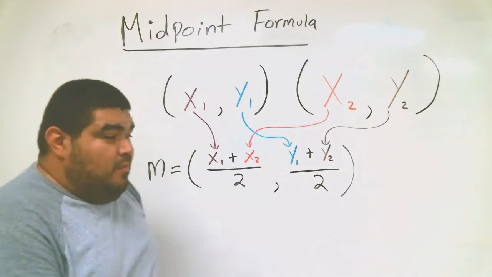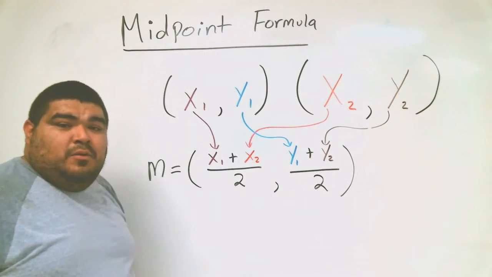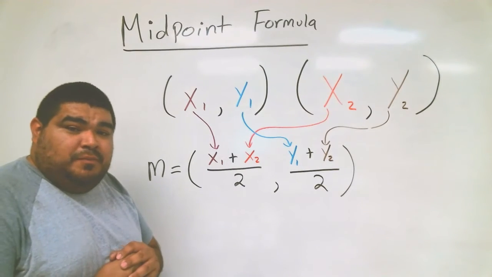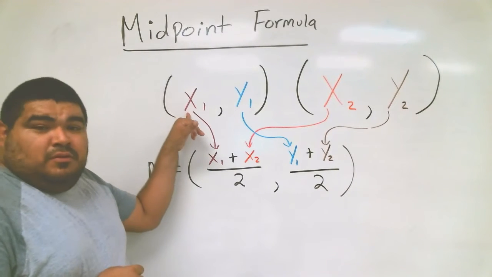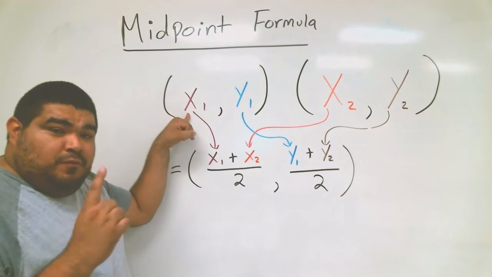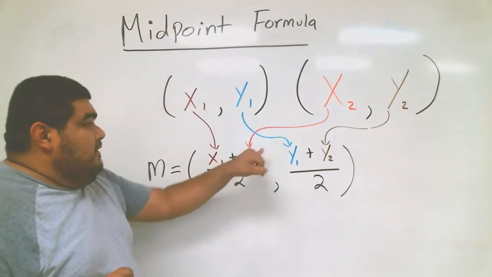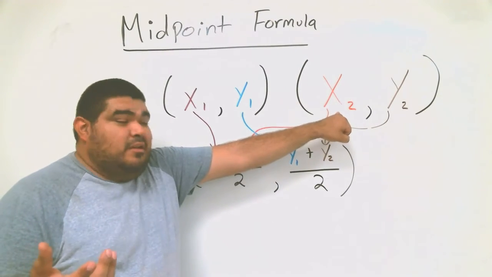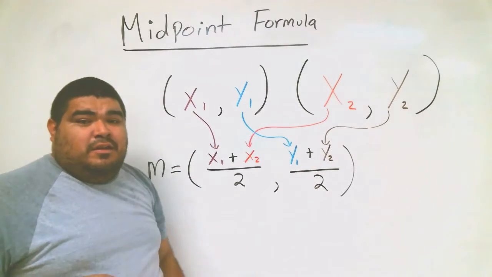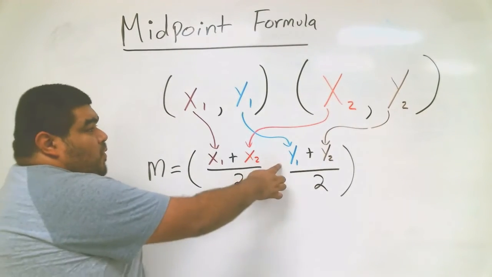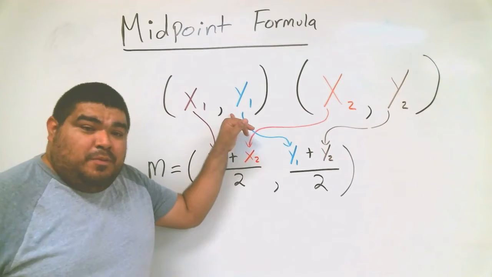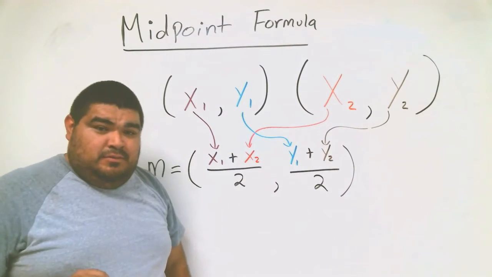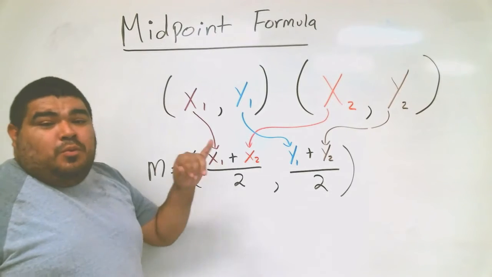Now, remember the formula for midpoint. We have x1 plus x2. All you really have to do is take the first x from the first point, and add it to the x, the first number on the second point, okay? For the y's, you get the y from the first point and add it to the y of the second point, okay? We're gonna work on it together.